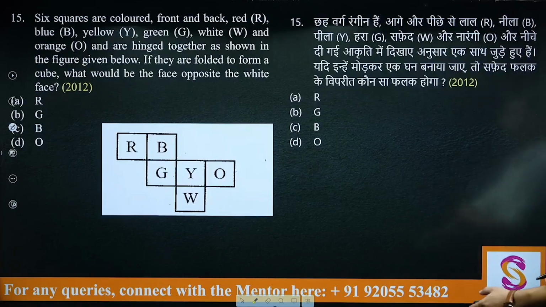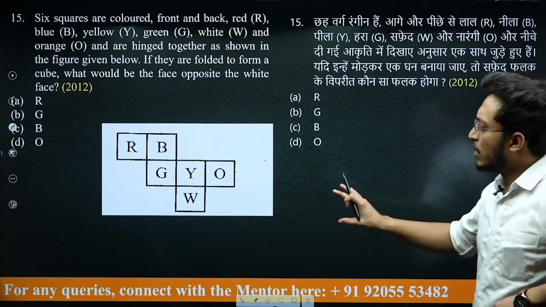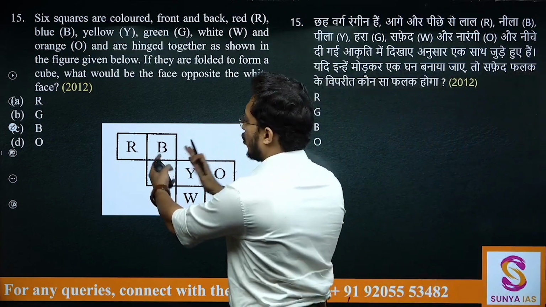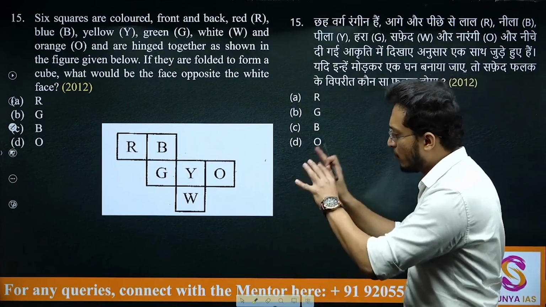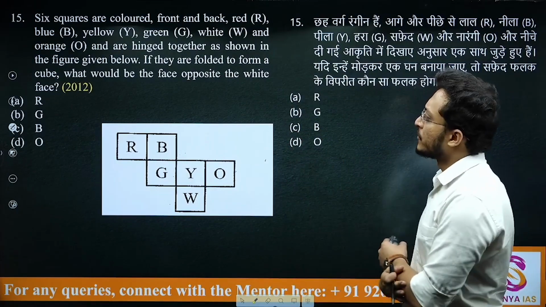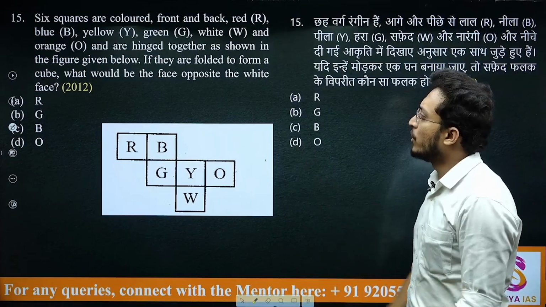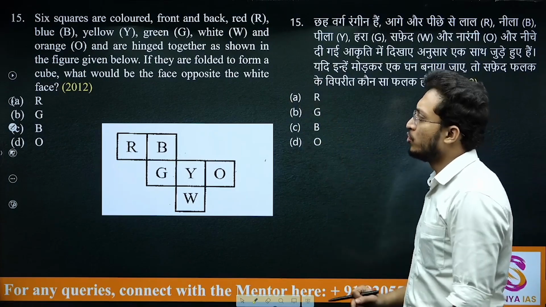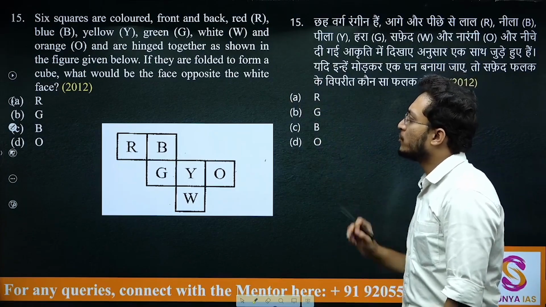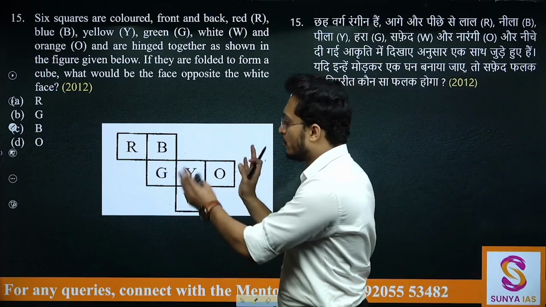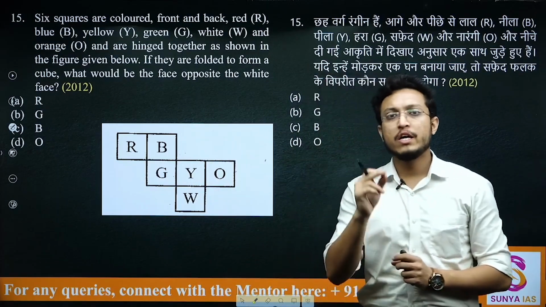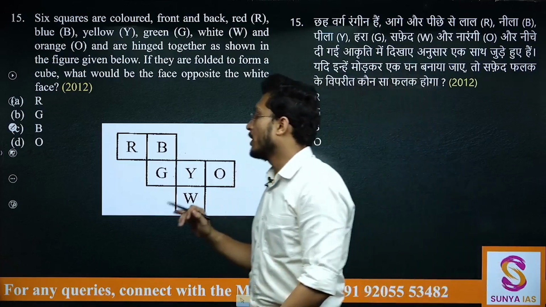In this particular figure, now this is a cutout of an open cube. You can fold it to form a cube. They are asking us, if these are folded to form a cube, what would be the face opposite to the white face? So if I am folding it to form a cube, what will lie opposite to white? Now how will I find this?